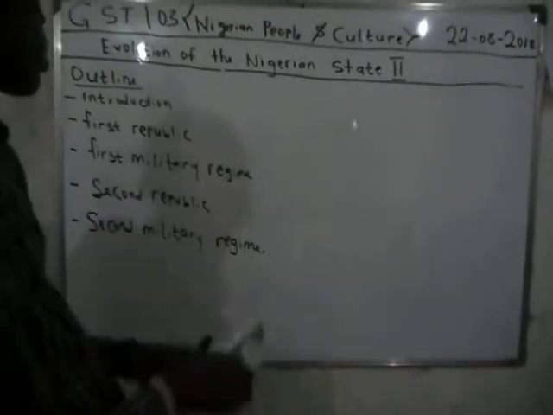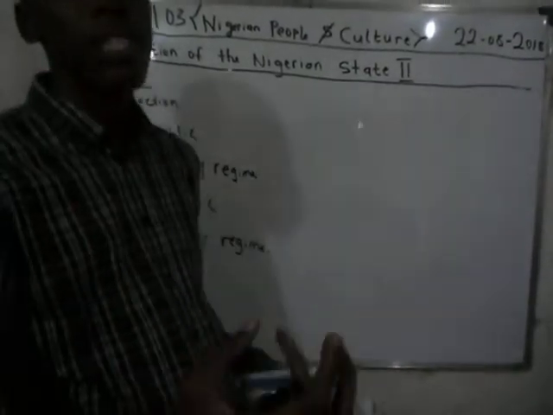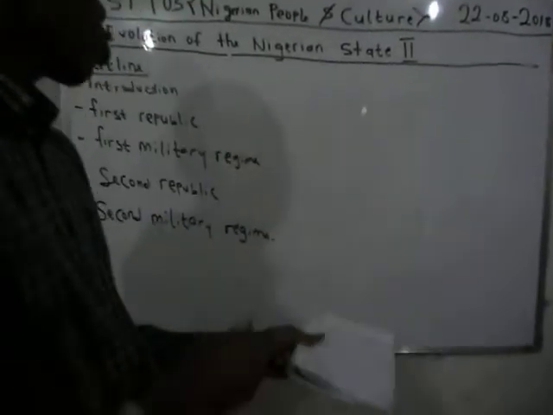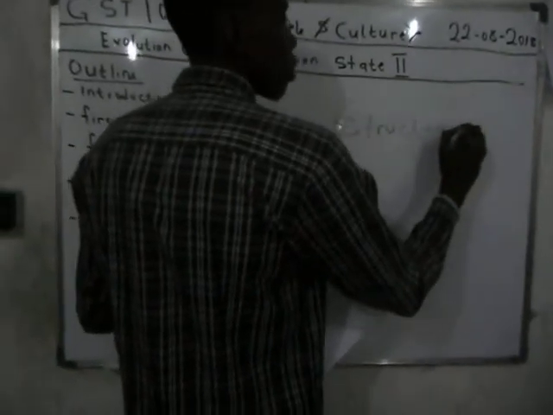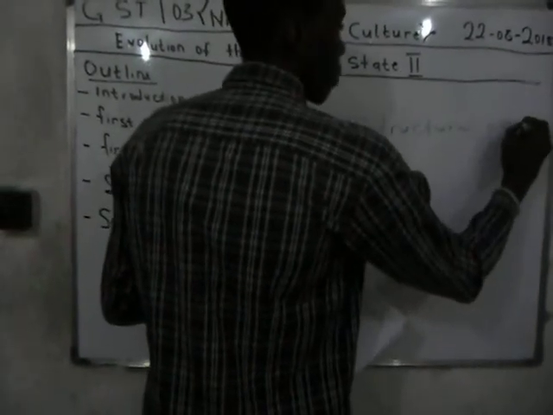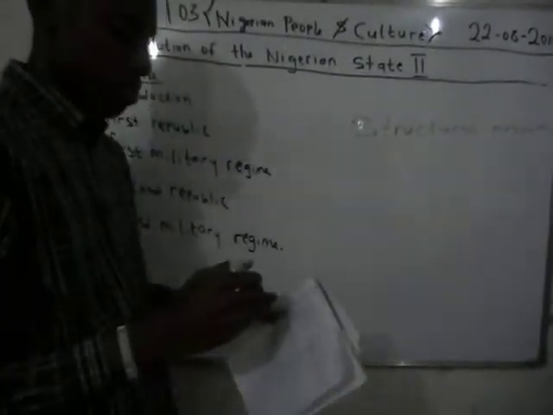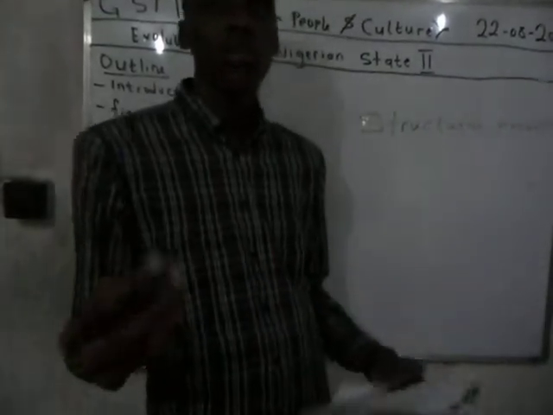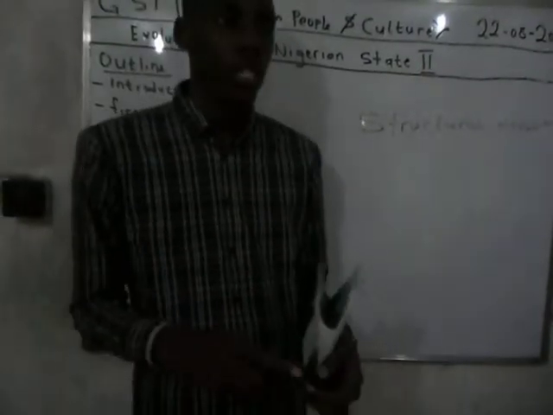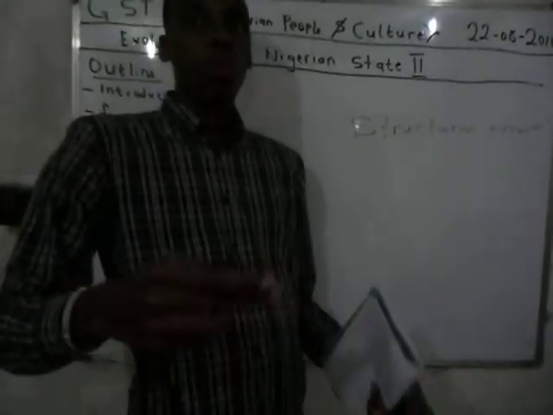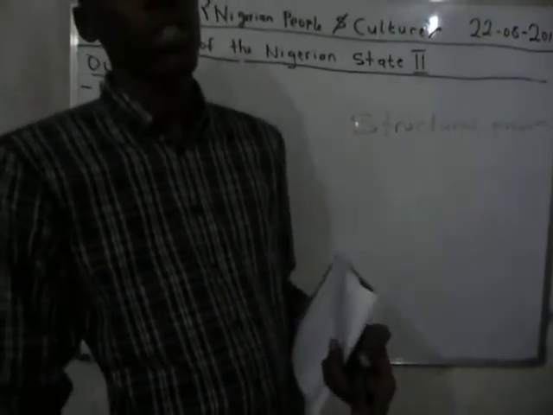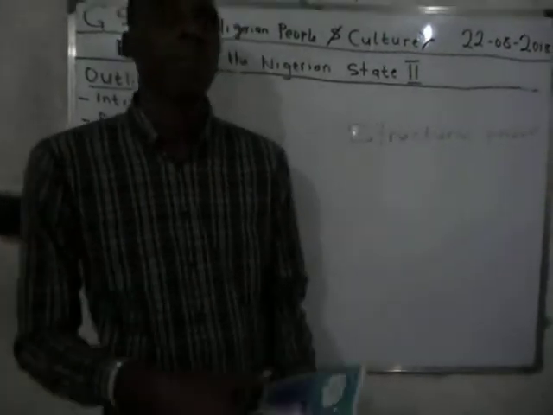Now, in the First Republic, a major problem facing Nigeria then was regarding what? The aspect of structure. We had a structural problem. Now, the northern region of the country was so large compared to other regions of the country. The north alone was more than half of the country, while other regions were smaller.